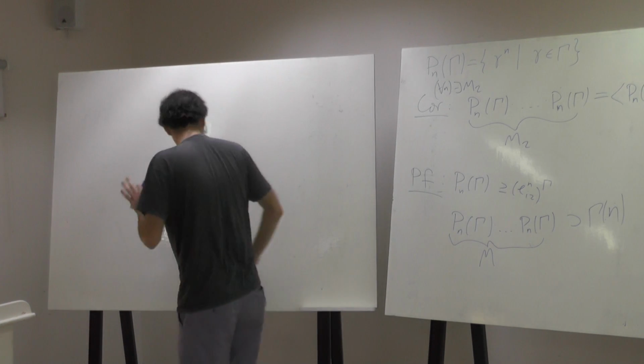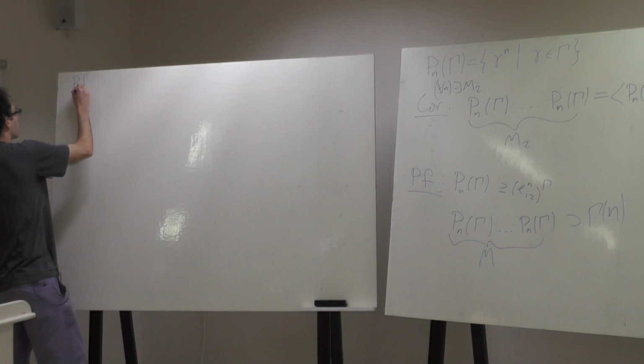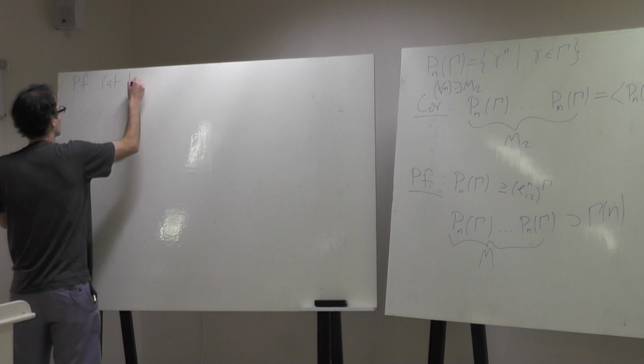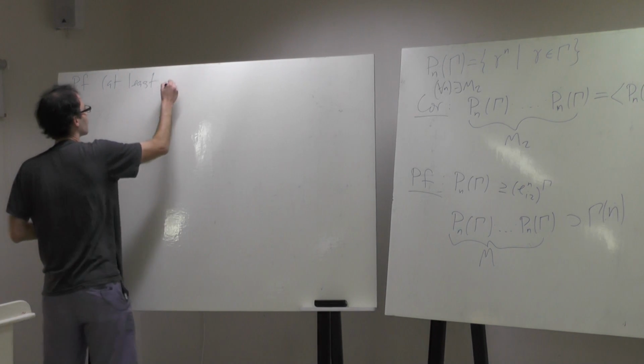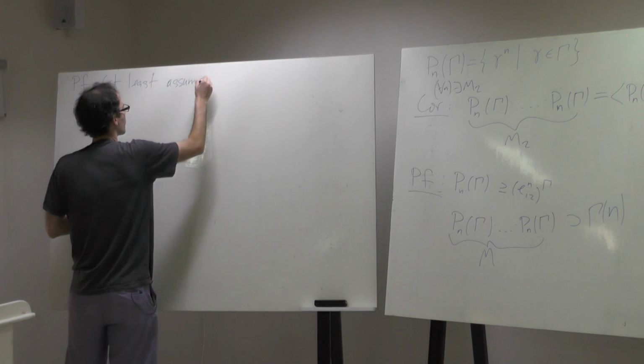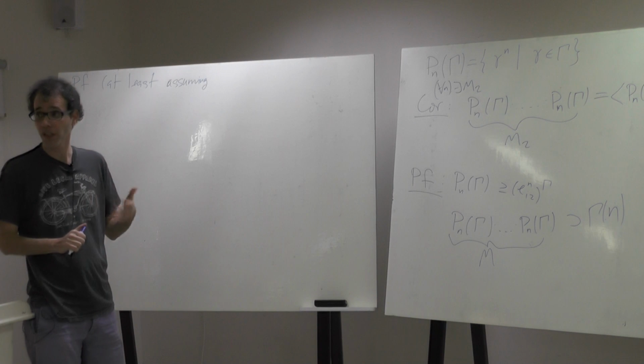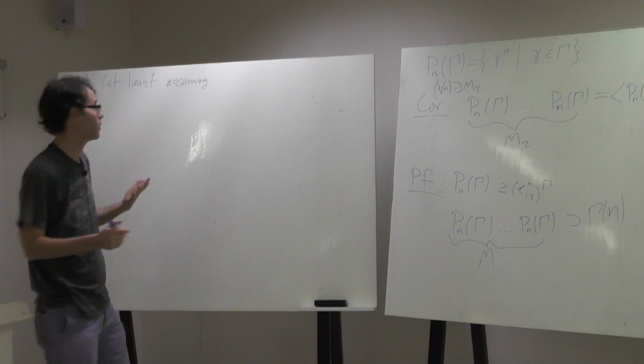Okay, let's prove this theorem at least in the case where you assume something more. You assume not only that delta is finitely generated, but it's also residually finite.